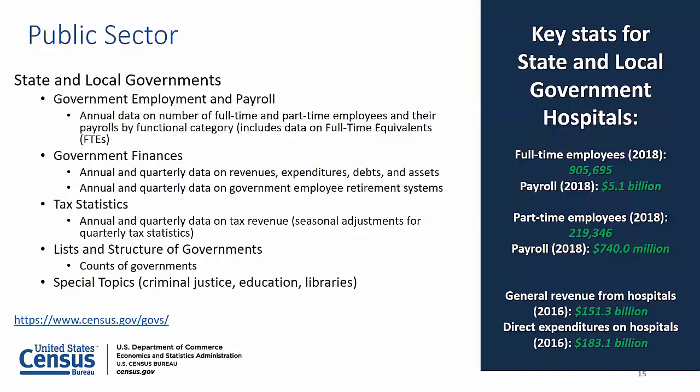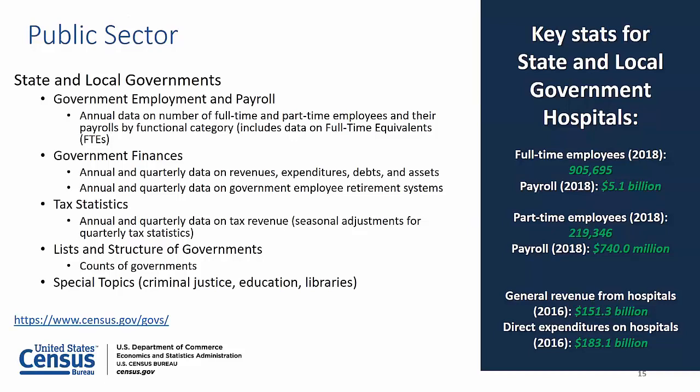Now, just to give you a feel for the types of information that are available for the healthcare sector from our public sector programs, there were about 905,000 full-time employees of government hospitals in 2018. Their payrolls were about $5.1 billion in 2018. Those hospitals had about 219,000 part-time employees who generated about $740 million in annual payroll.